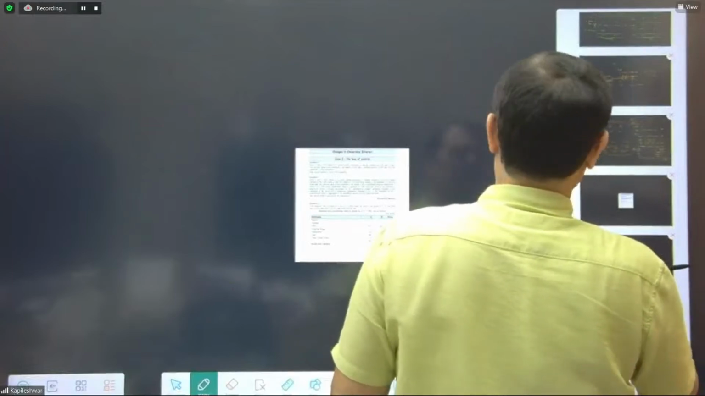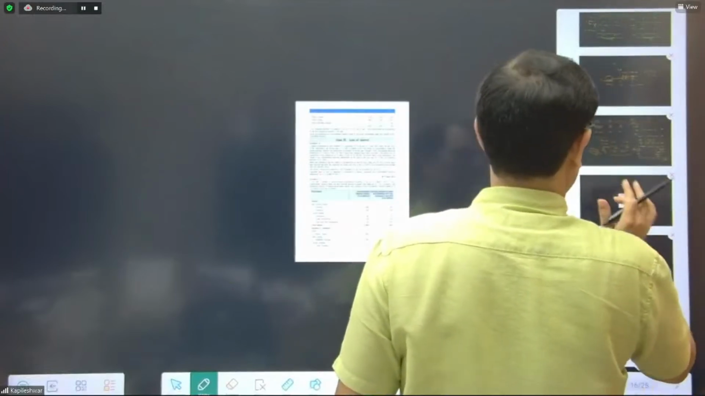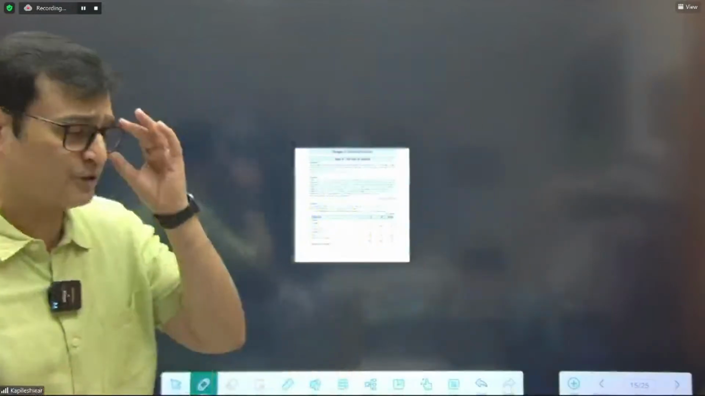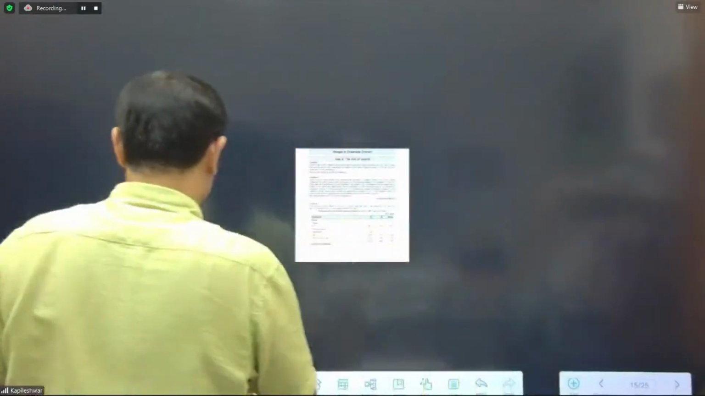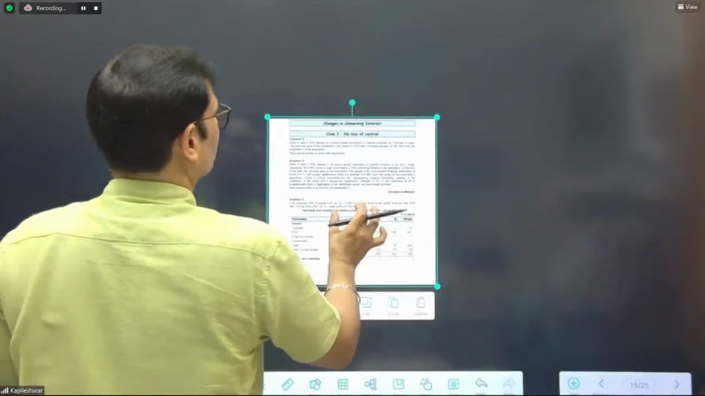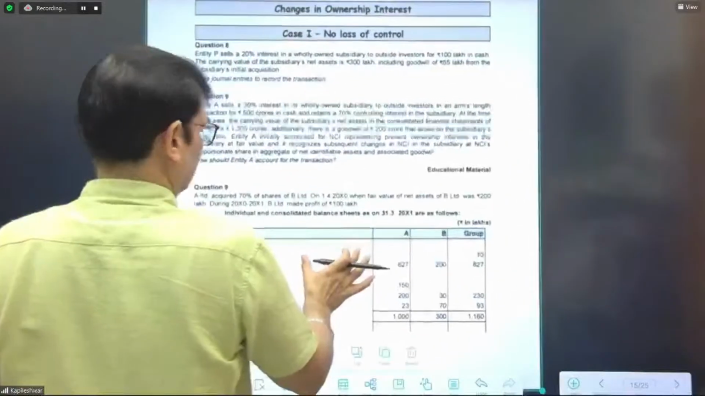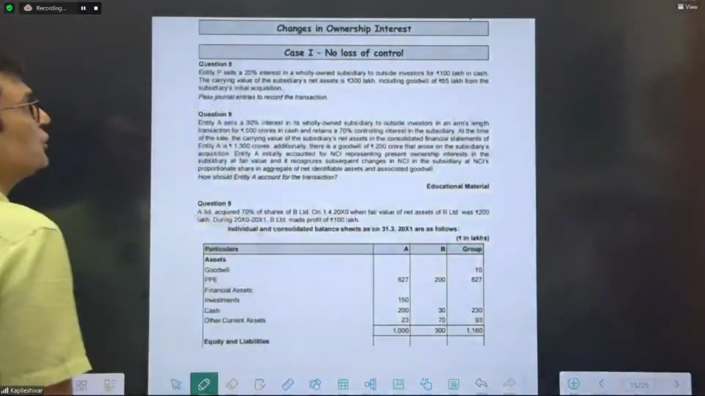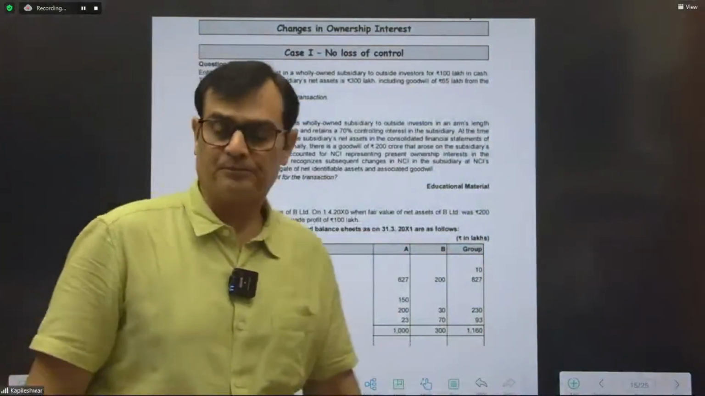So what I've basically done, I've just added a few questions, which I would, of course, just give you a basic overview at the moment. We're not doing the questions, but let me just give you, there is one area of discussion further, which is given in the study material, and that is regarding the concept of changes in ownership interest.